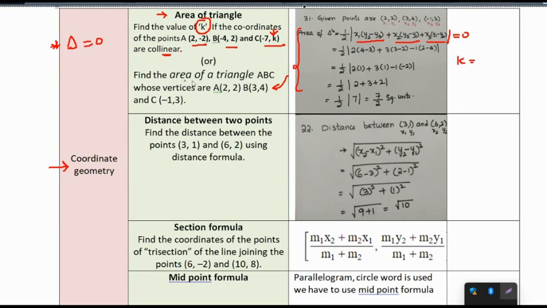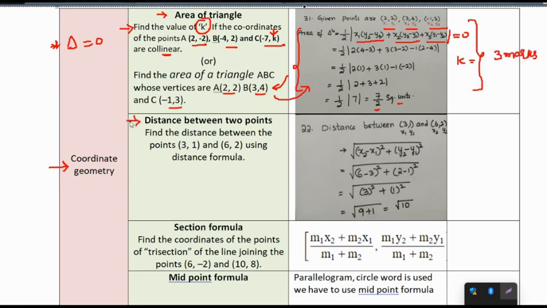The second question is find the area of triangle. The 3 points are given as (2, 2), (3, 4), (minus 1, 3). We have to represent the first point as x1 y1, second point x2 y2, third point x3 y3, and replace in the formula to get the area. Area of triangle is 7 by 2 square units. This is the question which we got in the model question paper, and we can expect this question for the annual or next preparatory exam.